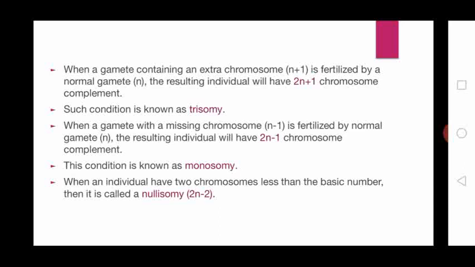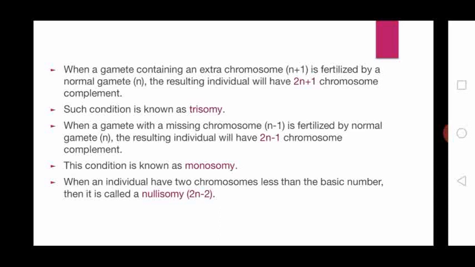When a gamete containing an extra chromosome, n plus 1, is fertilized by a normal gamete, the resulting individual will have a 2n plus 1 chromosome complement. A normal gamete after meiosis is represented by n, and a gamete containing an extra chromosome is represented as n plus 1. When n plus 1 is fertilized by a normal gamete with chromosome set n, the resulting individual has an extra chromosome, represented as 2n plus 1. Such a condition is known as trisomy. Here we have the 2n set plus 1 extra chromosome, so 2 plus 1 is equal to 3, therefore it is referred to as a trisomic condition.